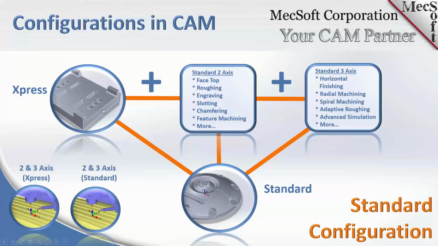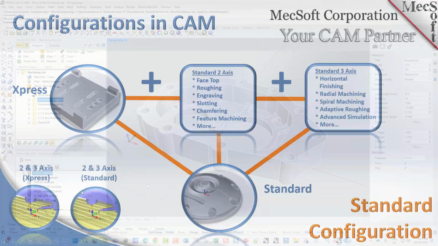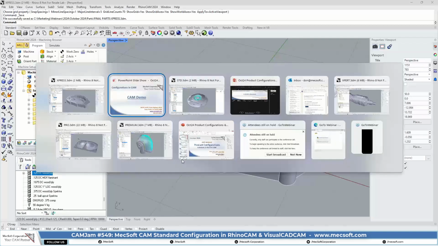Now, in the Express, you get a very basic simulation capability. Starting in the standard, you get our best simulation capability. Okay, so this is standard. So in standard, you get Express, and then you get some additional features, 2-axis and 3-axis features. Now let's go over to standard.